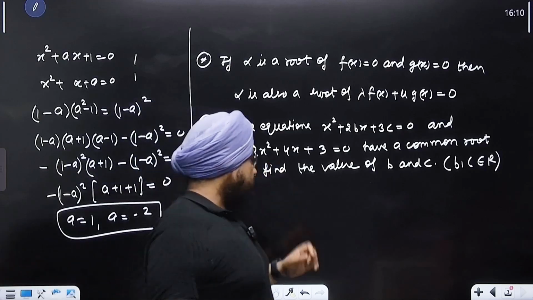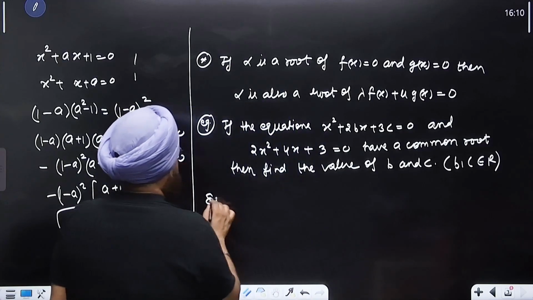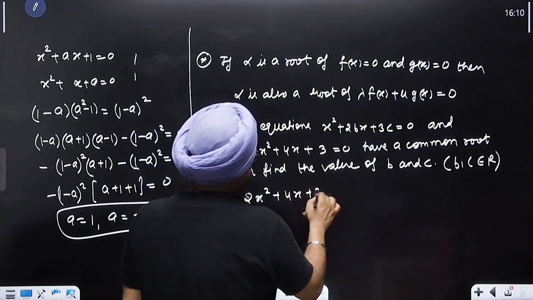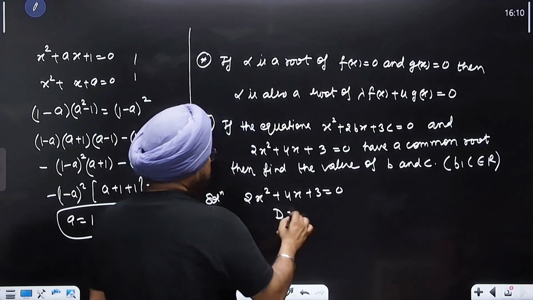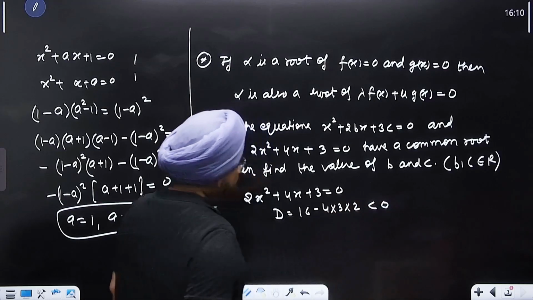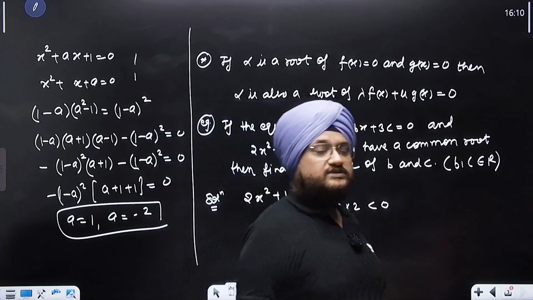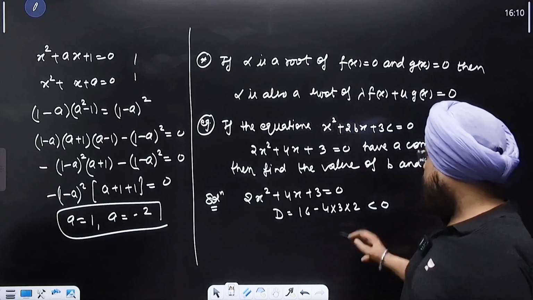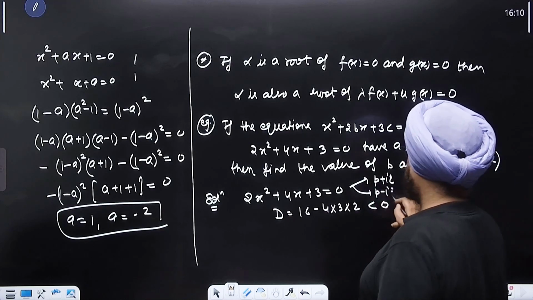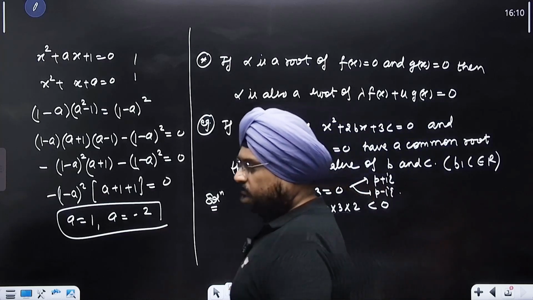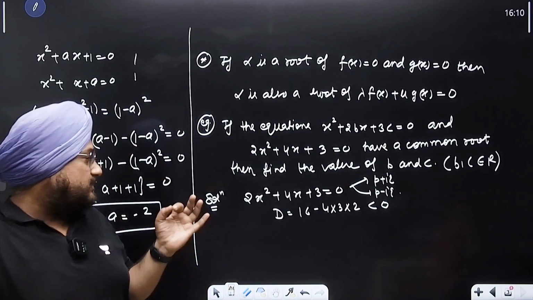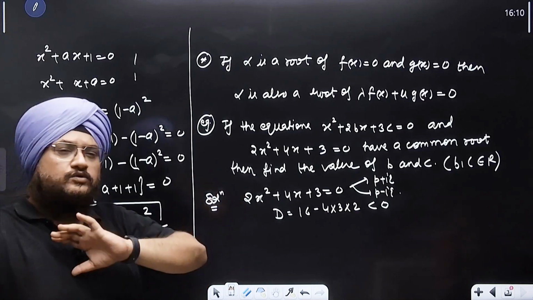Okay, so if I find the root of this equation, the discriminant of this equation is less than 0. So I can say that this equation will have non-real roots. Let's say one of the roots is p plus iq and the other root is p minus iq. Then the condition of exactly one root common is vanished.